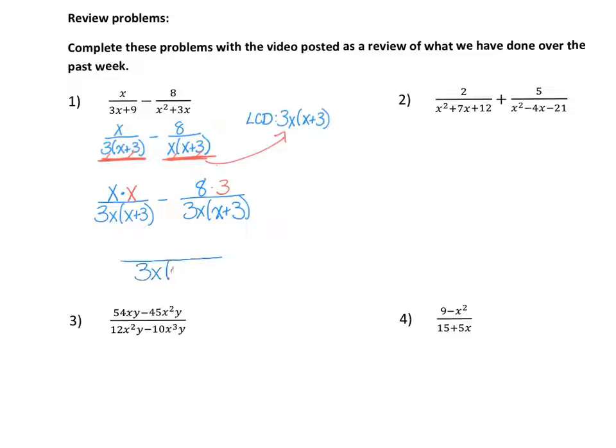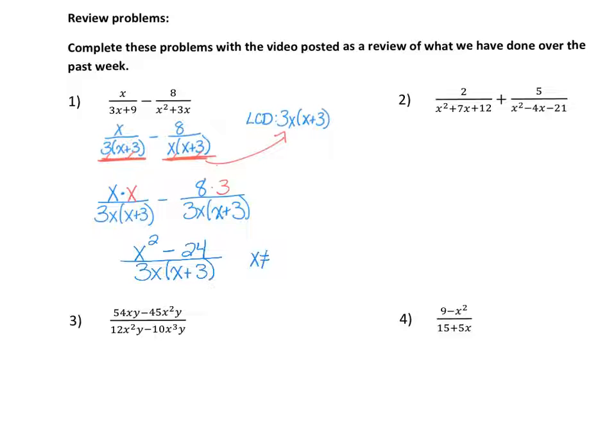When you combine them, you just need to write the LCD once, and then we're just going to combine those numerators. So we have an x times an x, which is an x squared, minus 8 times 3 is 24. And you always ask yourself, can I factor that numerator any further? Which we can't. So this is really as simplified as we're going to get, and your last step is to always state what the restrictions are.